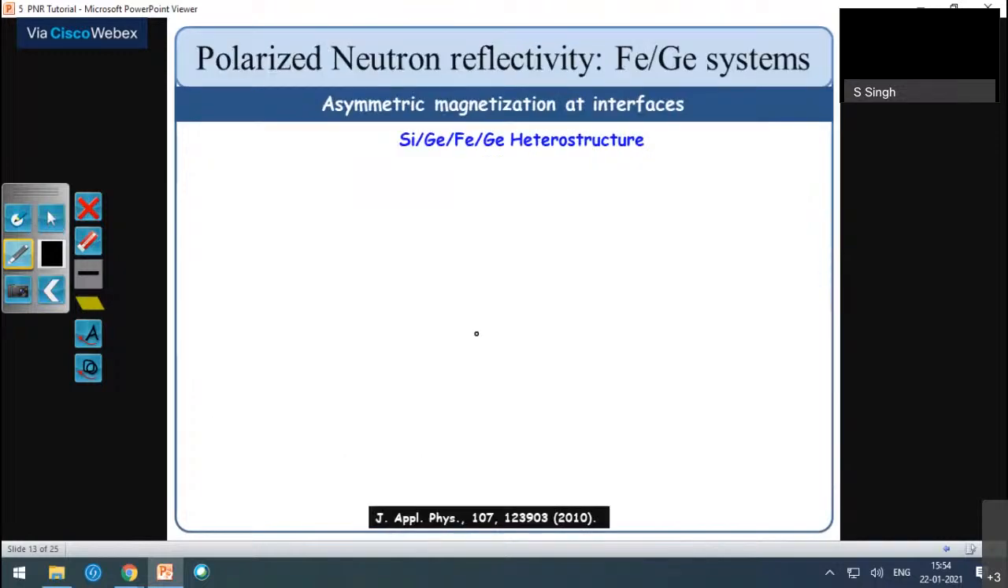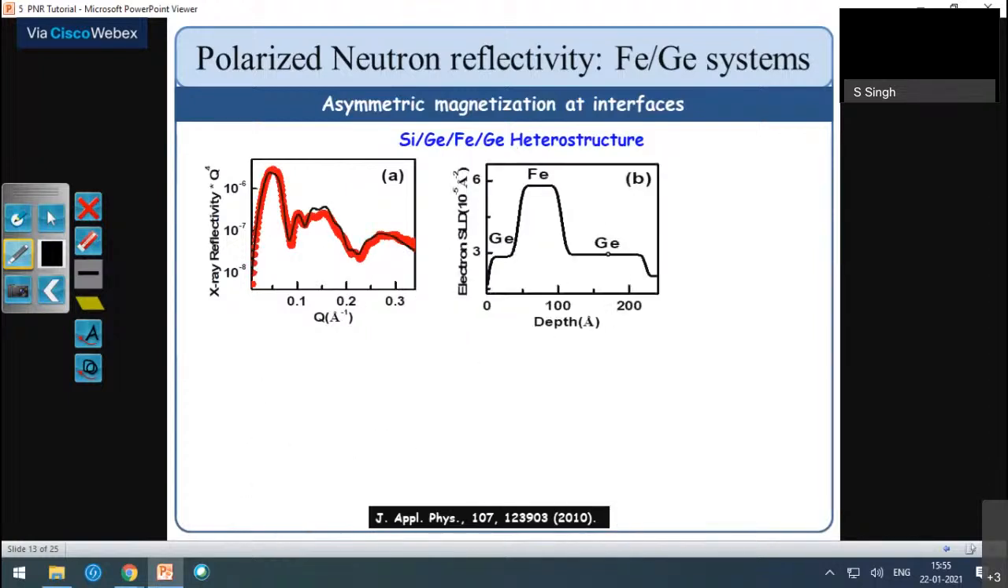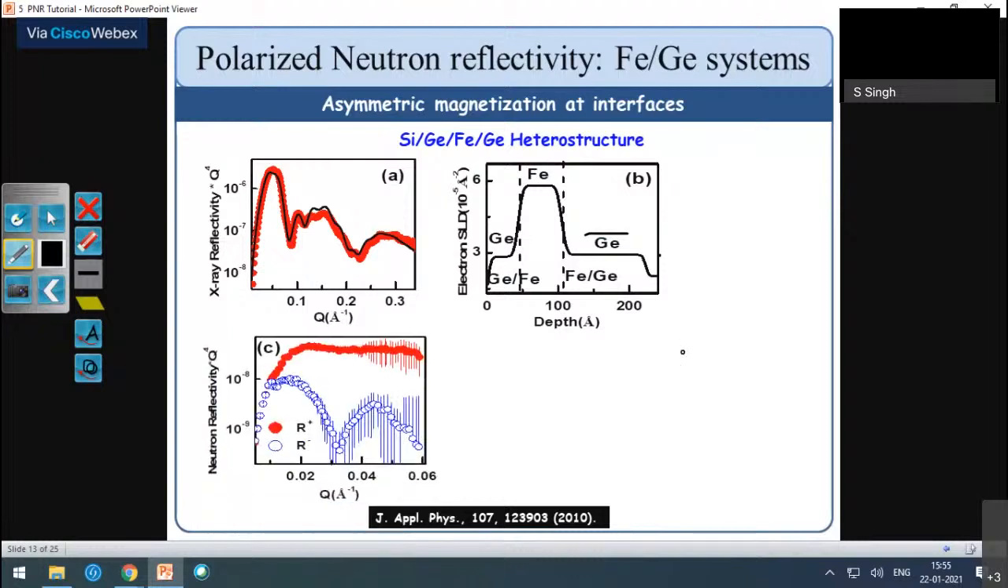I have given you an example in my second lecture, where I showed you the iron germanium system. We had a germanium, iron, germanium trilayer on a silicon substrate, and this was the X-ray reflectivity, and we found this scattering length density, the electron scattering length density from X-ray. A nice substrate, then germanium, then iron, then germanium, and there are nice interfaces. Because here we have just one piece of information, we can just plug into that Debye-Waller factor and calculate the reflectivity.